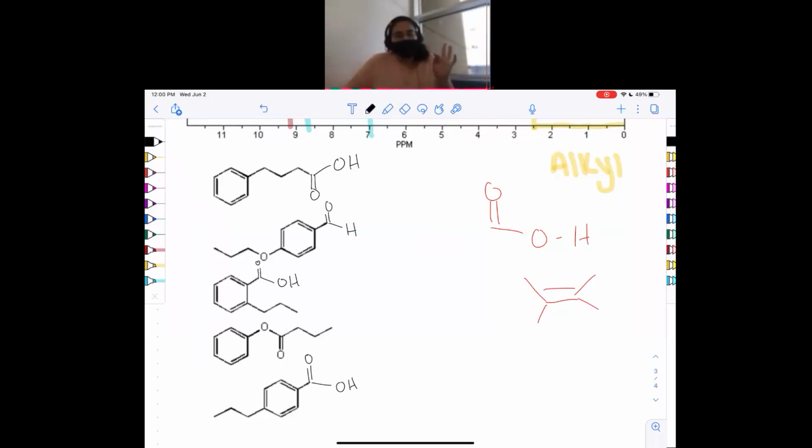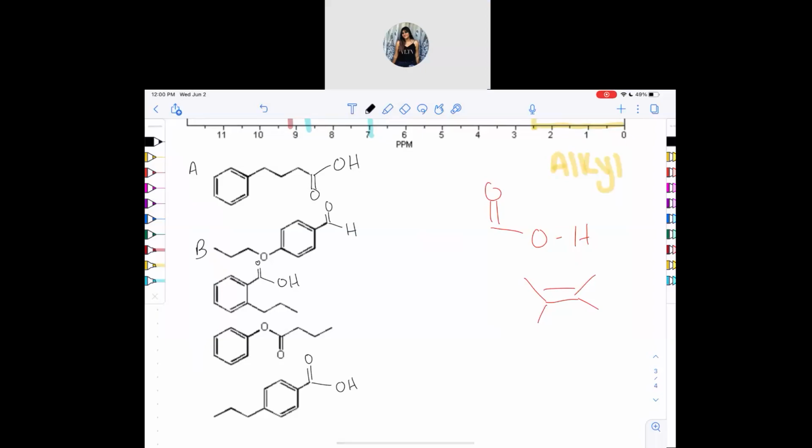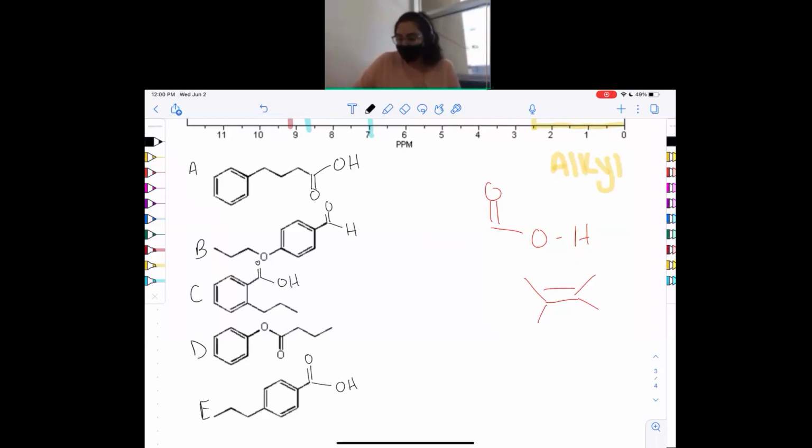So now that it's drawn this way, what do you guys think? Which one can we automatically take out? Can't we get rid of the aldehyde one? I'll say A, B, C, D, E. Yes, we absolutely can. So we can get rid of B.